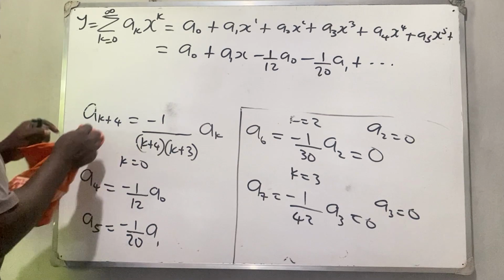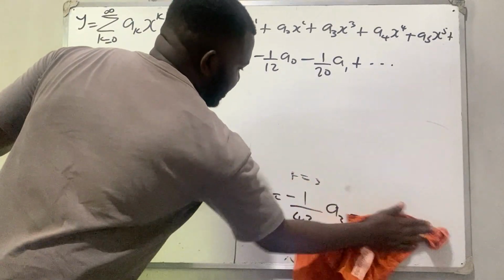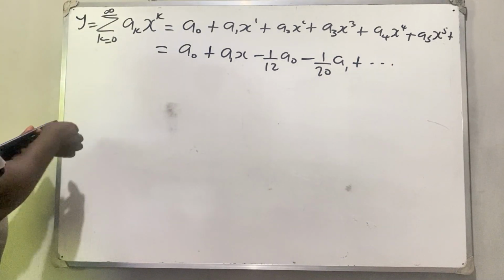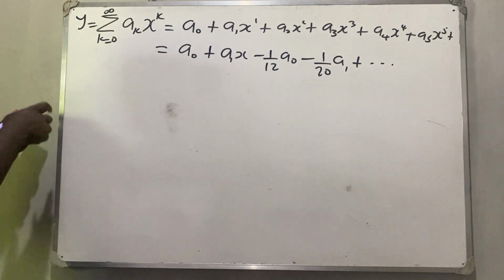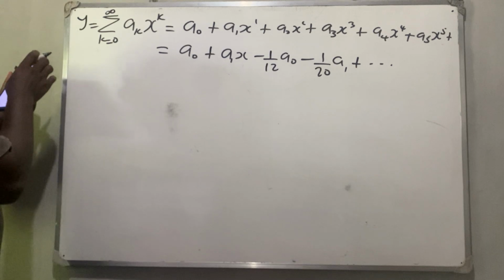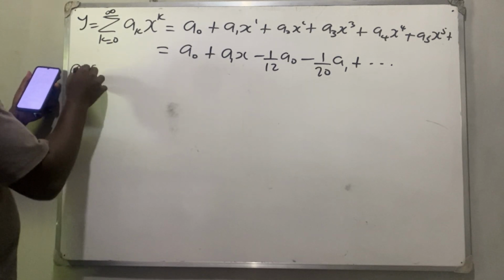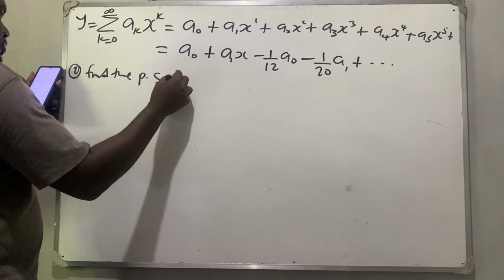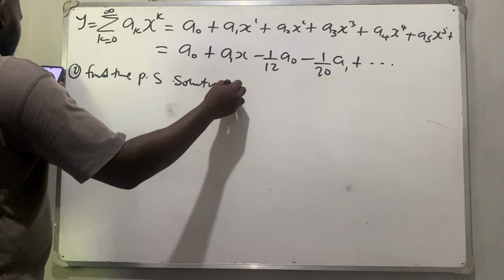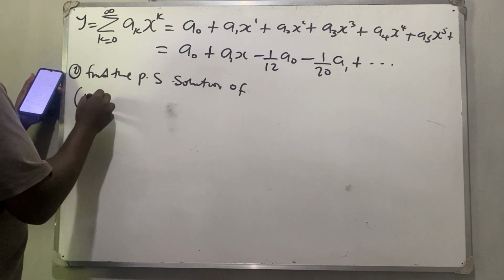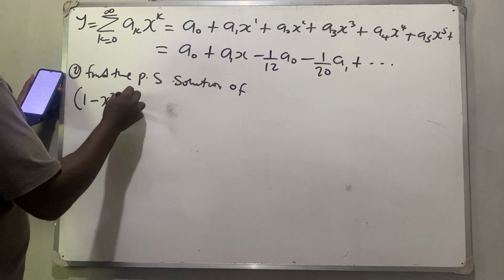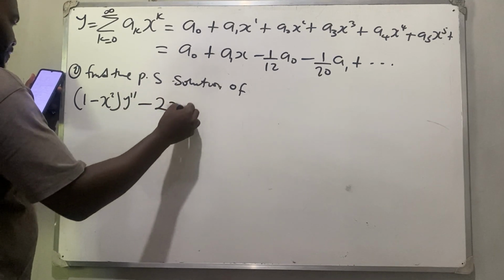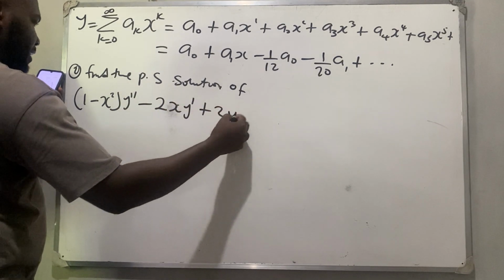I'm going to give you an assignment. You are going to solve it. Then tell me the answer in the comment section using power series expansion. Okay? So question number 2 here said we should find the power series solution of 1 minus x squared y double prime minus 2xy prime plus 2y is equal to 0.